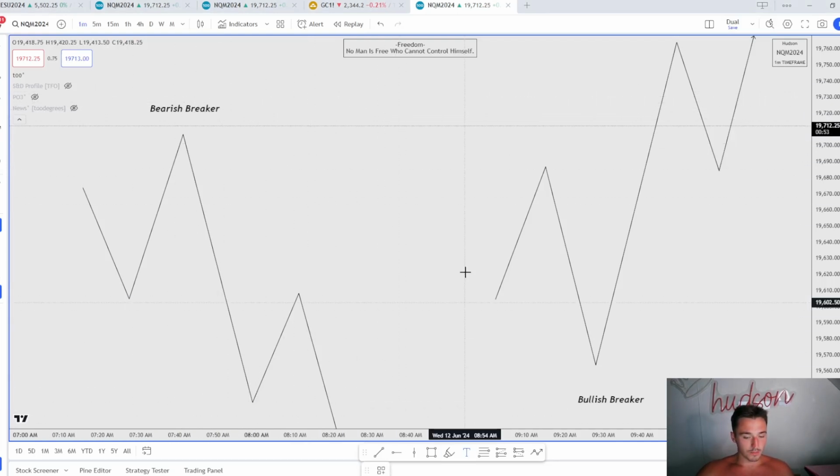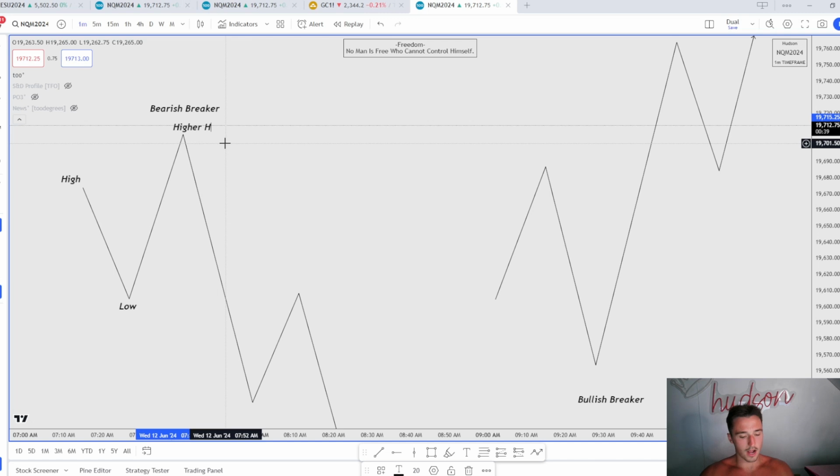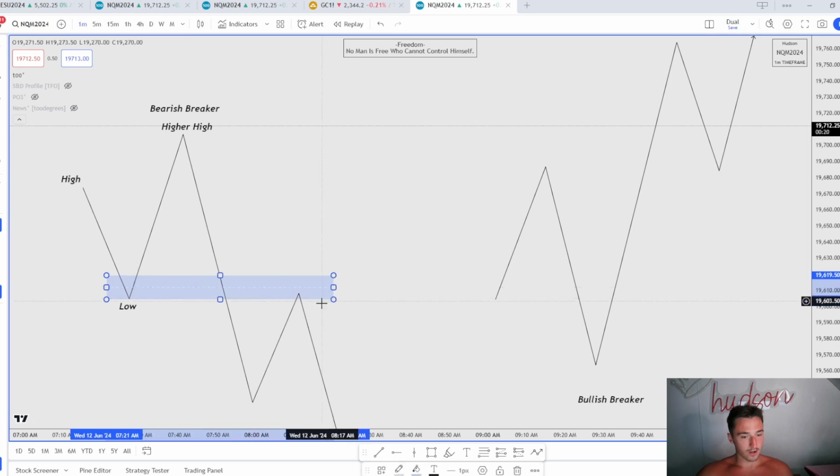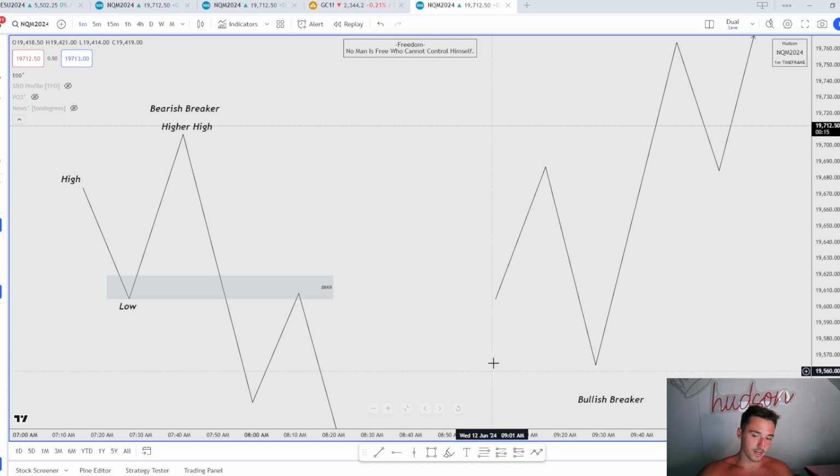So in simple terms, a bearish breaker is when we have a high, which is right there. We have a low, which is right here. And then we have a higher high, and then we break the low with displacement, or we just break and close below the low, and then the last down close candle at this low would be your bearish breaker. So you would outline the last down close or the thickest down close candle as your breaker. Come up, tap the breaker, and go down.